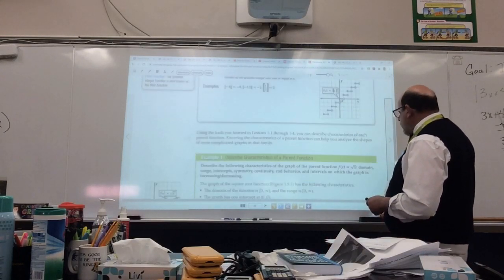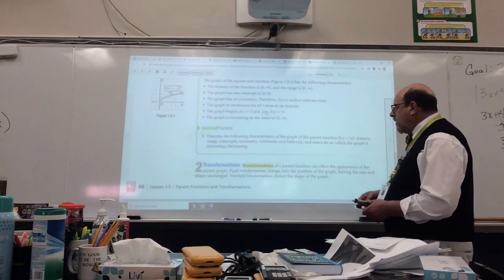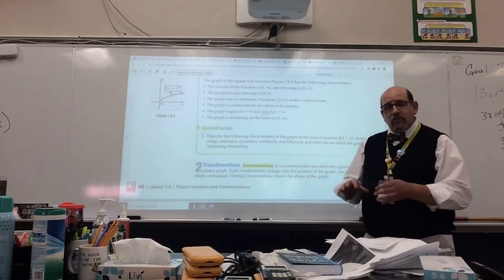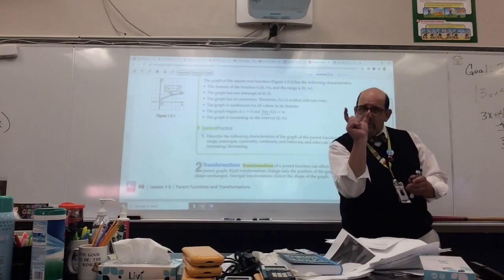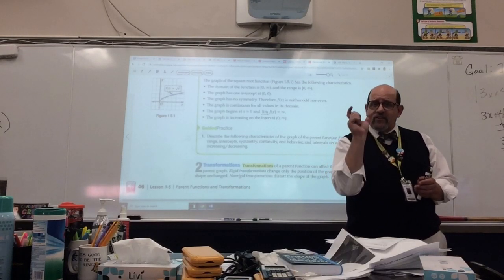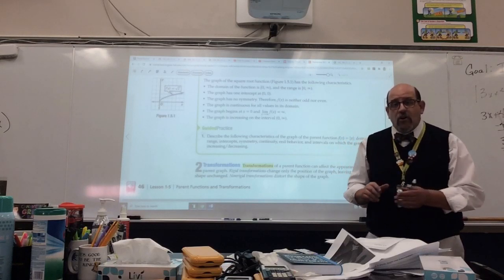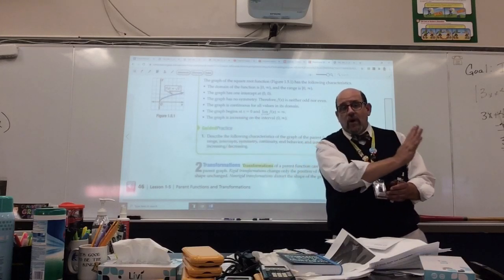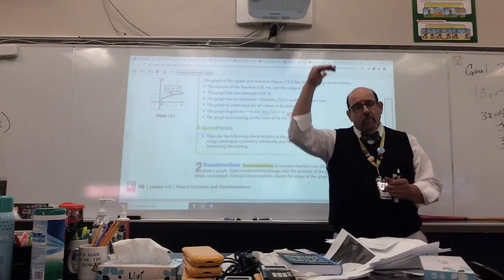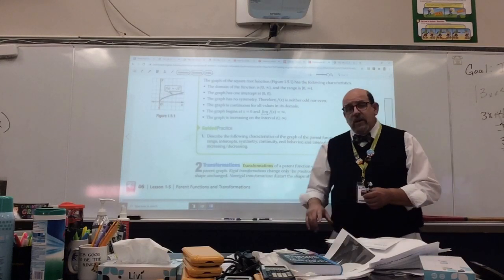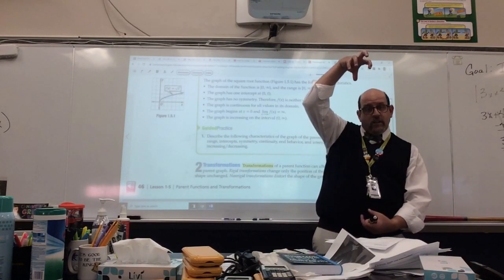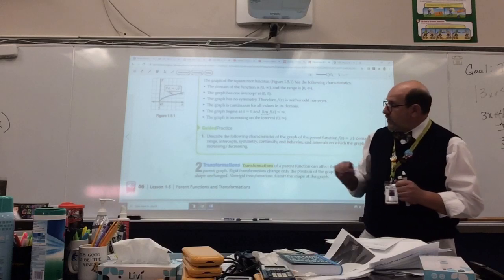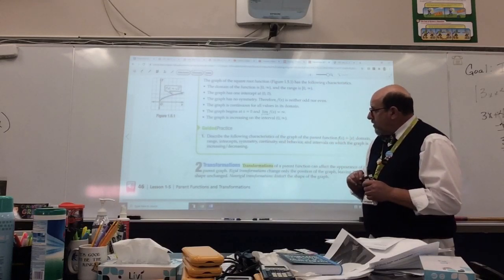Transformation has two forms. We have rigid transformations and non-rigid transformations. Rigid transformations means the shape stays exactly the same. The size and shape of your function does not change at all. We've just shifted it, either shifted it to the left or to the right, or we've shifted it up or we've shifted it down. Non-rigid means, hey, we've either stretched it or we've compressed it, right? And so that's the difference between rigid and non-rigid.